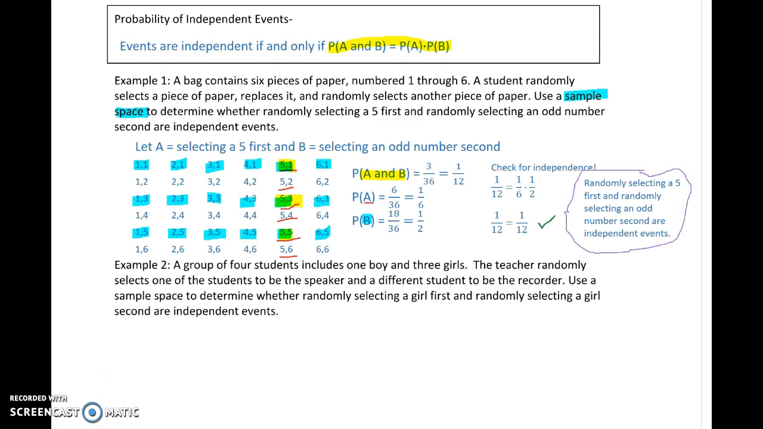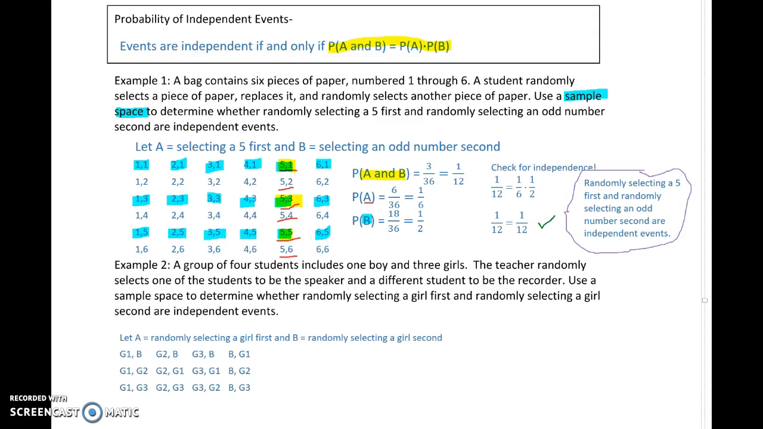Oh, don't forget to write down your whole sample space too. So as you're working, double check your sample space. We should have a total of 12 possibilities because you can't do girl one, boy, boy, right? So think about that as you are checking for independence.